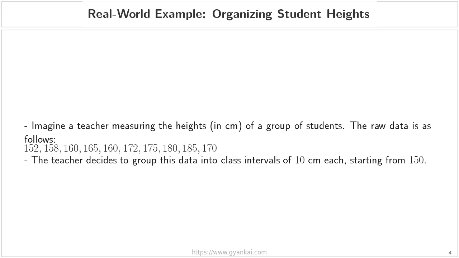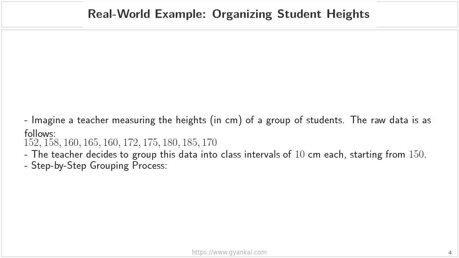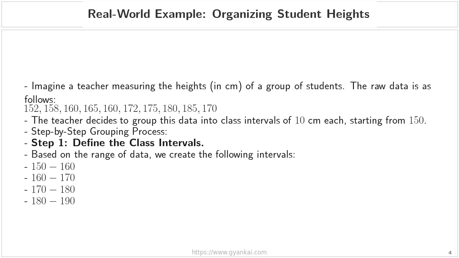To make sense of this, the teacher decides to group this data into class intervals of 10 centimeters each, starting our first group at 150. Let's walk through the step-by-step grouping process together. First, we need to define our class intervals. Looking at the range of our heights, we can create 4 distinct groups: 150 to 160, 160 to 170, 170 to 180, and finally, 180 to 190.